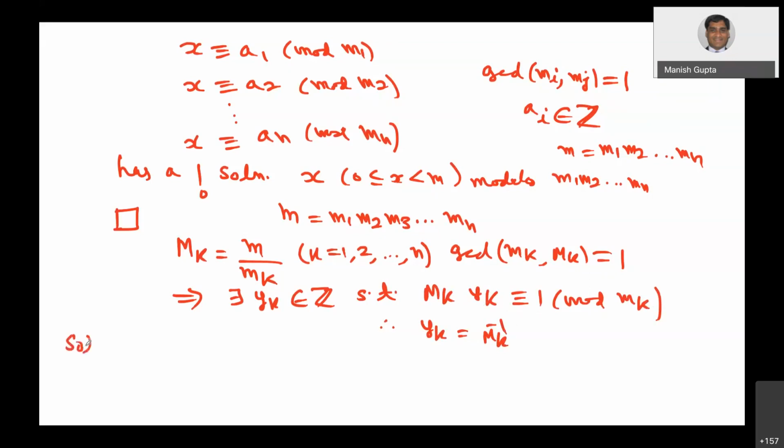In that case, our solution turns out to be x is equal to a1 M1 y1 plus a2 M2 y2, and so on, up to an Mn yn, modulo m, because yi is the inverse of Mi. This solution is modulo m, where m is the product of all the mi. You can see that when you substitute x equal to this value in all the equations and reduce modulo mi, you will get the desired result for each mi. This is the Chinese remainder theorem. So the solution is something like this.